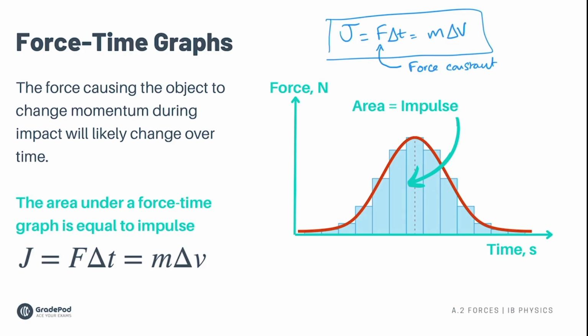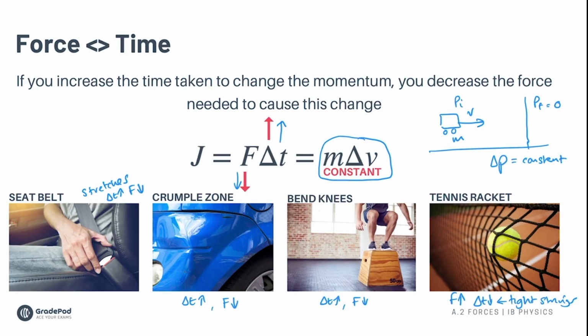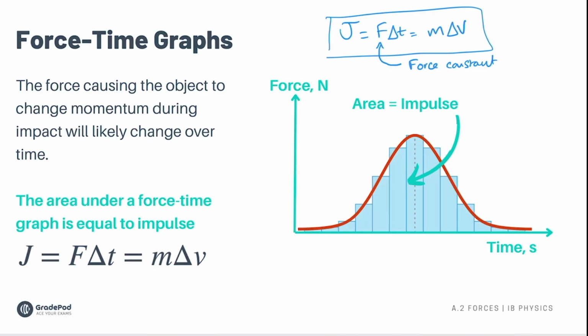Here's a question for you though. Let's go back to these situations here. Do you think there's a constant force on the seatbelt as it's slowing you down? Do you think there's a constant force on the crumple zone as the car's stopping? Do you think there's a constant force on your knees or on the ball as it changes momentum? No, that force changes over time, and the way it changes over time tends to look like this graph here. It starts off with a small force, gets to a maximum force, and then as it changes direction and leaves, the force decreases again. So it's not always useful to use this equation.